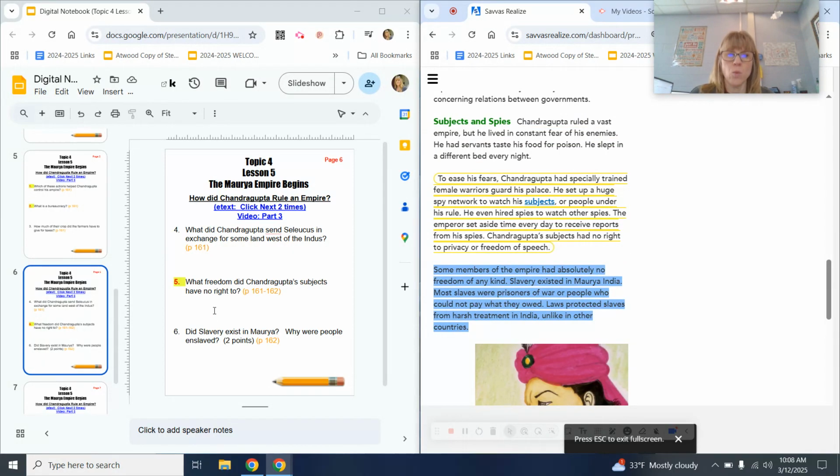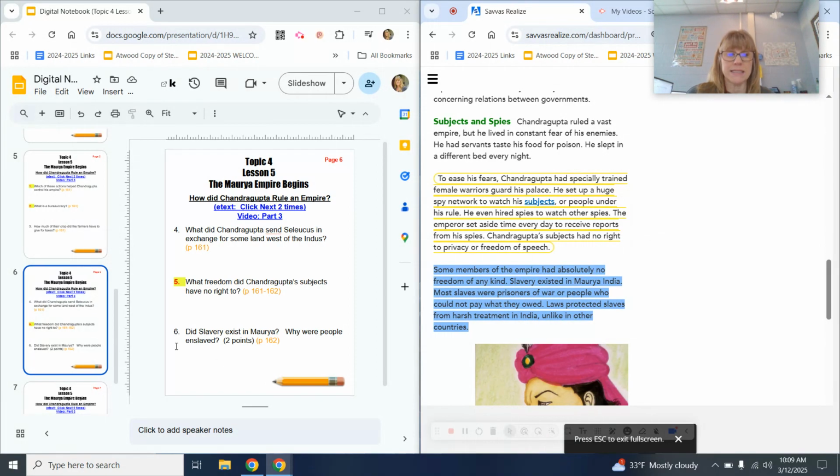Number 5, what freedom did Chandragupta's subjects have no right to? There's actually 2. I'm going to list them as multiple choice or multiple answer, so make sure you choose both. There will be 2 for this, and it will be worth 2 points. You'll find the answer in this yellow circled paragraph.